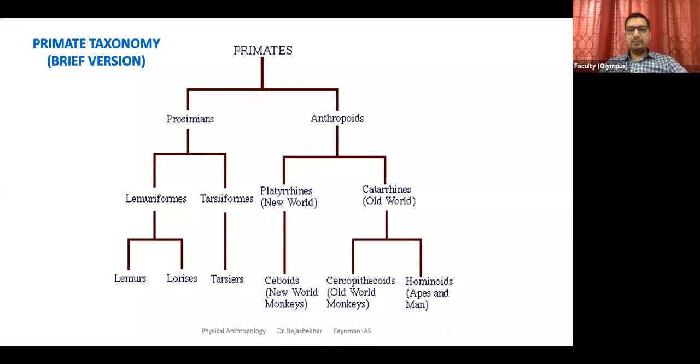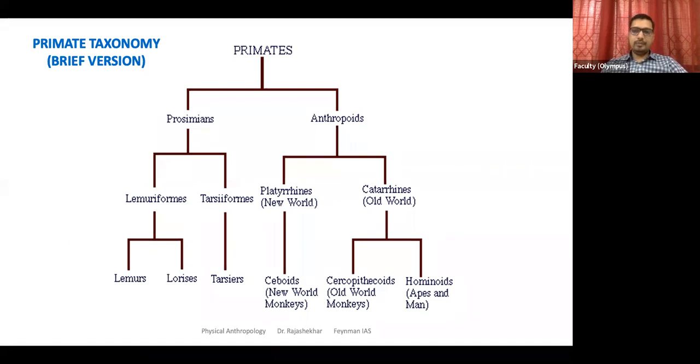So primitive monkeys are prosimians. What about anthropoids? Anthro means humans. Normally Pithecus refers to apes, so ape-like humans. Okay, so this is where humans, monkeys, and apes are all put together under anthropoids.